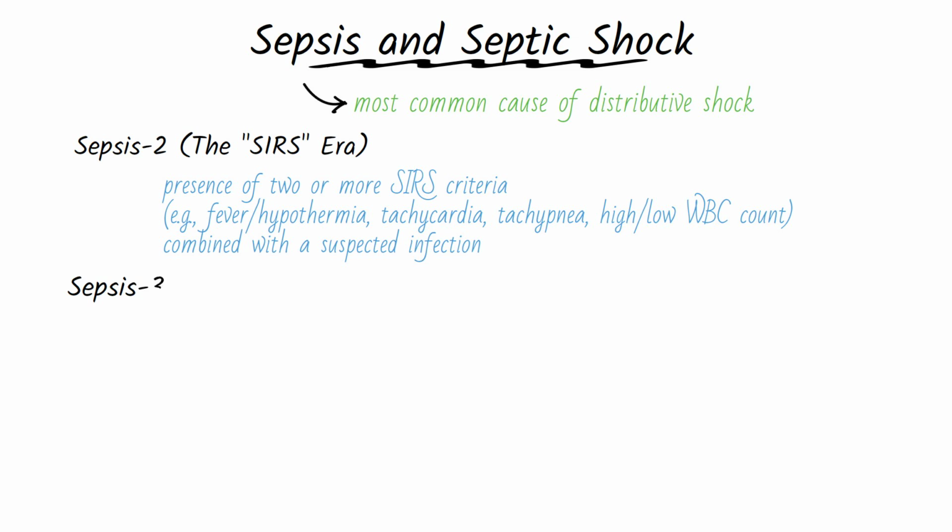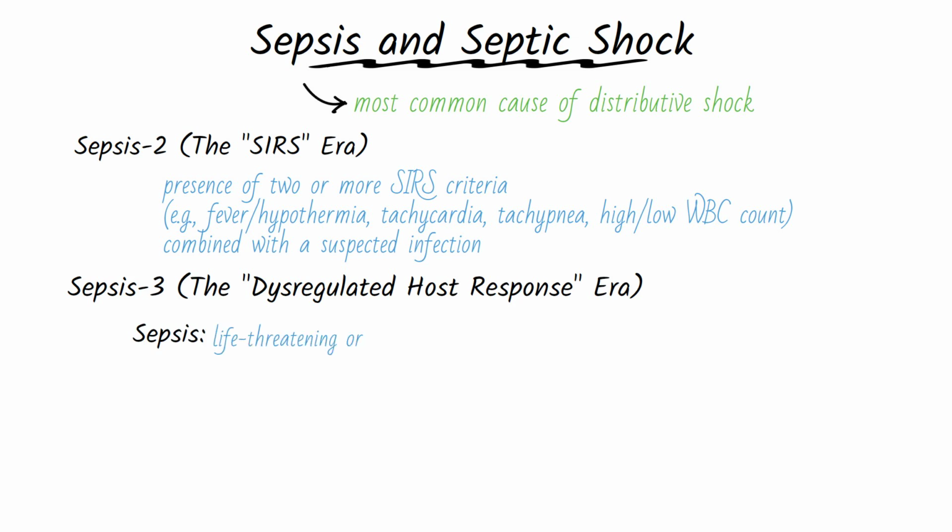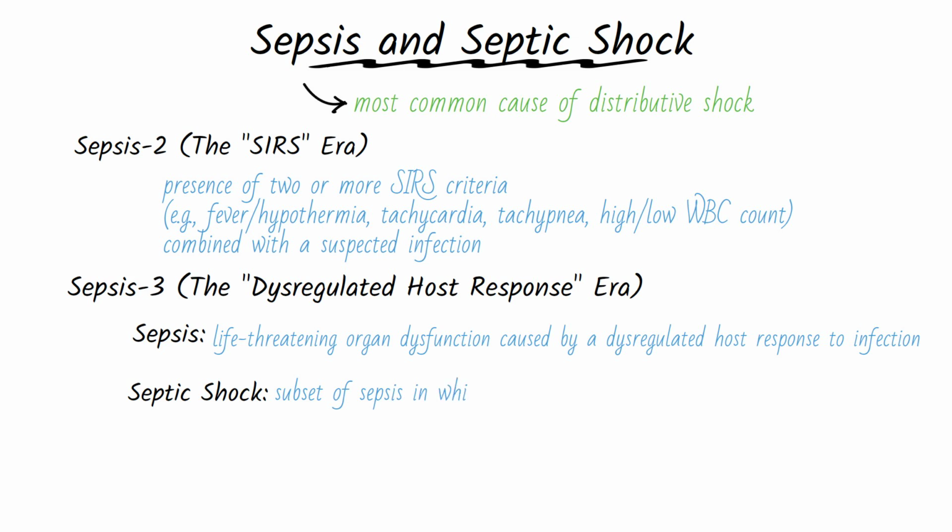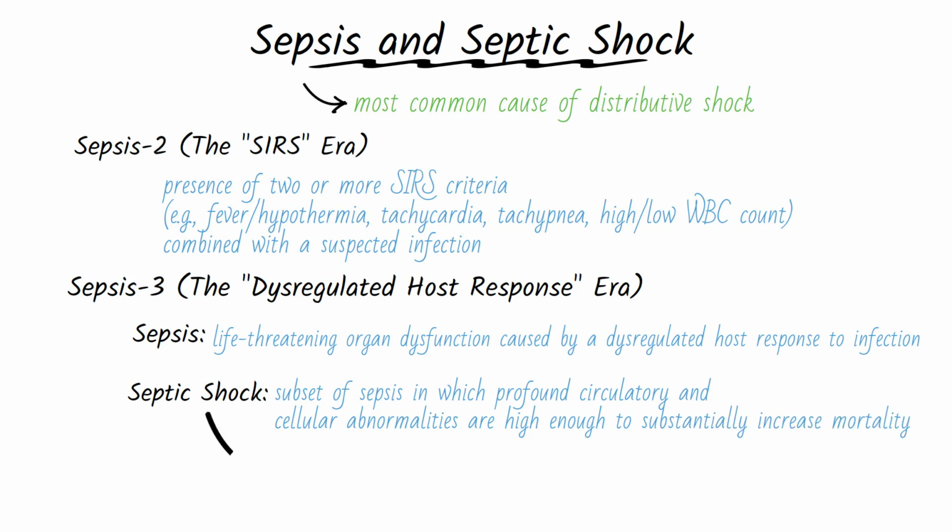Then there came the Sepsis-3 definition, which was in the dysregulated host response era. This is the current international consensus definition. It defines sepsis as a life-threatening organ dysfunction that is caused by a dysregulated host response to infection. This emphasizes that it's not the infection itself, but the body's overwhelming and pathologic response to it that causes the damage. Septic shock can be defined as a subset of sepsis in which profound circulatory and cellular abnormalities are high enough to substantially increase mortality.